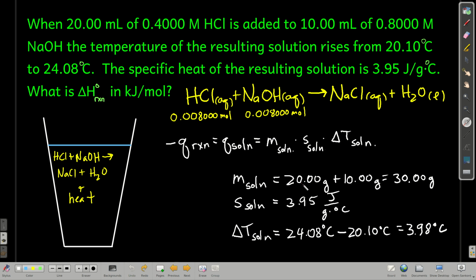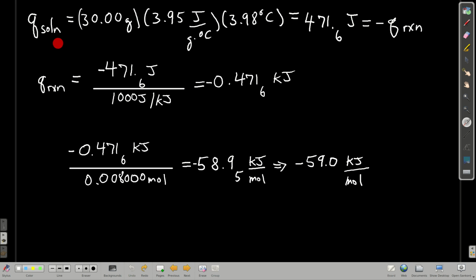So there it is. What we're going to do is find the Q of solution right here, and it's 471.6 joules, and that's equal to negative Q of reaction. So we get the Q of reaction is negative 471.6 joules. Converting that to kilojoules, we get negative 0.4716 kilojoules.